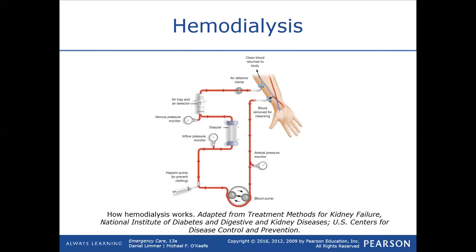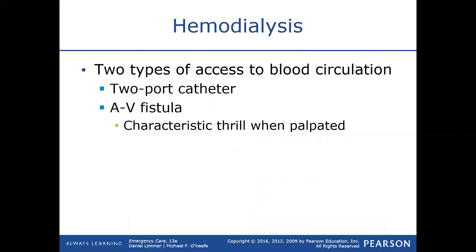So we see a little diagram here, and they connect your body to one side of your artery and your vein, and they connect through, and they pump and they filter your blood and they put it back into your system, and then you're good to go home for a couple of days. Okay. There's two types of access to blood circulation: two-port catheter and AV fistula.